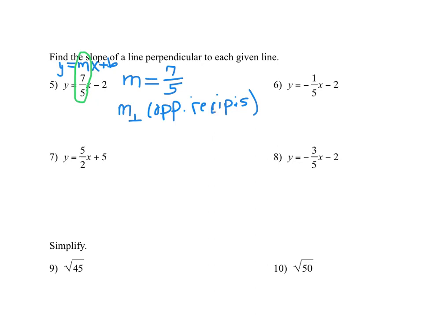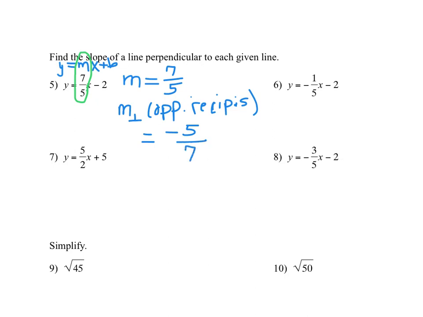And so what we want to do, remember, is to change the sign, meaning if it's positive, change it to negative. If it's negative, change it to positive. And also take the reciprocal of the fraction. So 7/5, which is positive, is going to become negative something. And the reciprocal of 7/5 gives us negative 5/7.